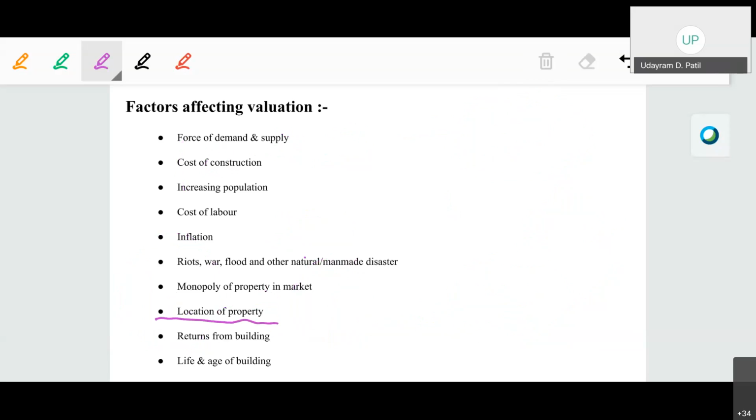Okay, next is the location. Again, as I said, if the particular property is located in a prime location, then the value of that particular building will be increased. Obviously, the returns of the building, if the particular building is giving good returns, okay, again then the value of the building will be higher.